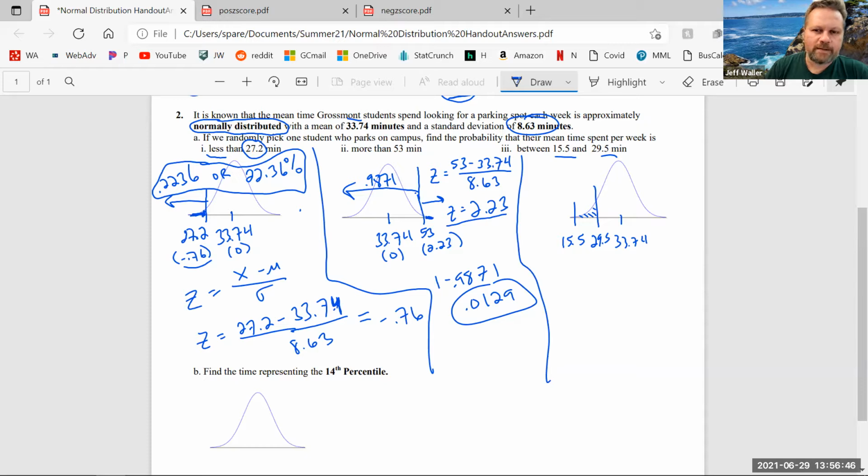The mistake I sometimes see, I don't see it as much anymore, but somebody would subtract these two things, but that's not what the z-score formula says. You actually have to convert both of those into z-scores. So go ahead and do that, and I'll catch up to you again.